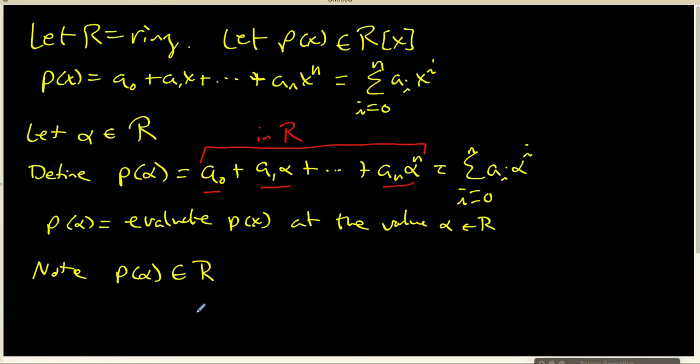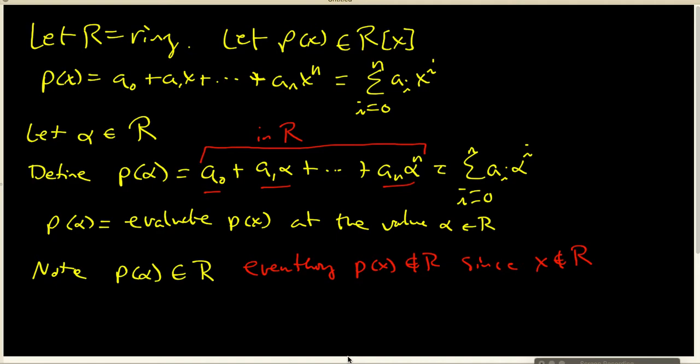So P of alpha is always in R, even though P of x does not belong to R, since x itself does not belong to R. So there's a distinction between where P of x lives and where P of alpha lives.